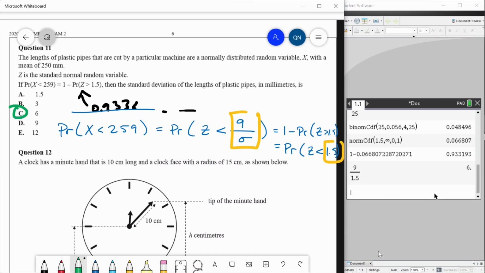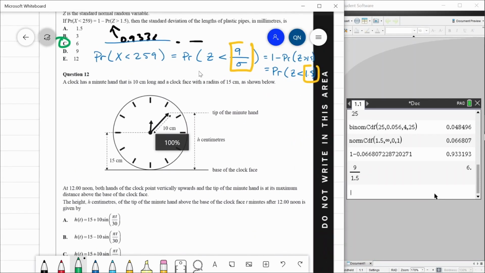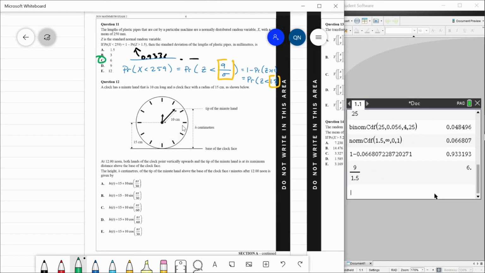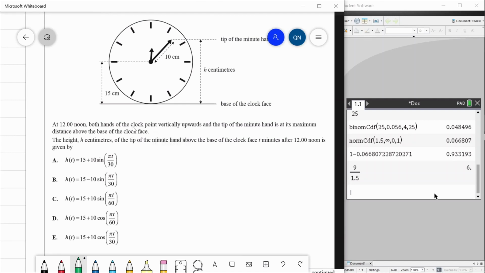Okay, question 12. A clock has a minute hand that's 10 centimeters long. The clock face has a radius of 15. At 12 noon, both of the hands point vertically upwards, and the tip of the minute hand is at its maximum distance above the base of the clock face. So we want both hands to be at the top there. So we want the height h of the tip of the minute hand above the base of the clock, t minutes after 12 noon, is given by.